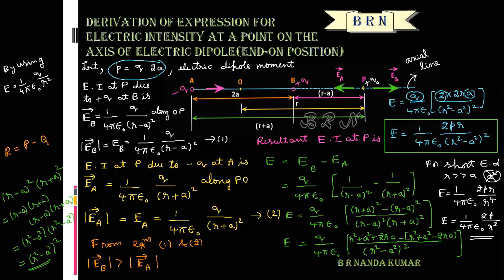Suppose the point P lies far away from the center of the electric dipole, r is much greater as compared to a, then a square is negligible, and this is the expression for electric intensity at a point on the axial line, that is for a short electric dipole. So p is electric dipole moment, and r is the distance from observation point P to the center of the electric dipole.